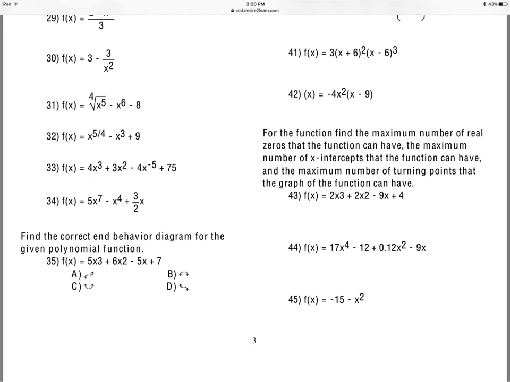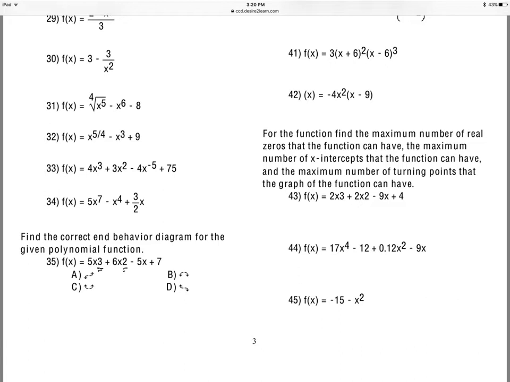Okay, find the correct end behavior for a given polynomial function. And apologies that these haven't come out as exponents right here. These should be the exponents, okay? So this is a positive x cubed function.